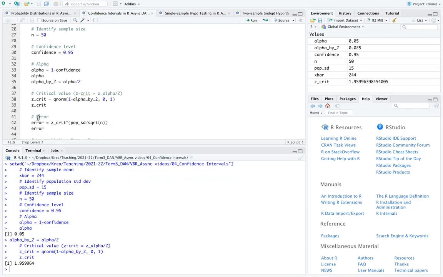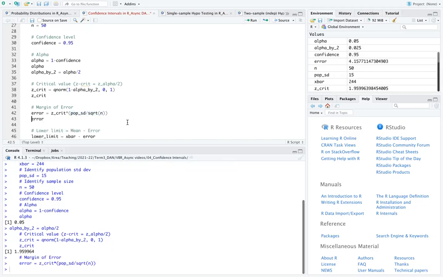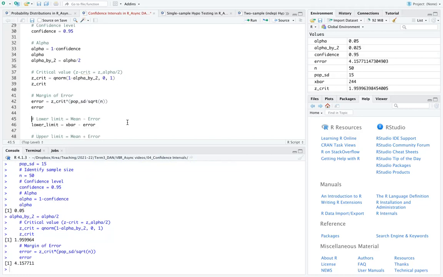Now, once we know that, the margin of error is nothing but the Z critical value multiplied by sigma by square root of n. Which is exactly what this is doing. So let me compute the error. And the error is 4.1577.